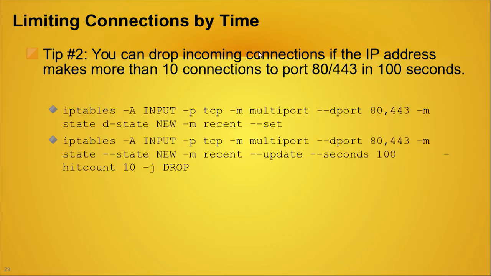Here is the other example. You can drop incoming packets if the IP address makes more than 10 connections to port 443 in 100 seconds. So, it is like there is heavy traffic. How do I ensure that a lot of people do not come in and then use my resources? So, here is an example: if you have more than 10 connections within 100 seconds, I can just drop the packets. These are all the ways in which you can use your firewall.